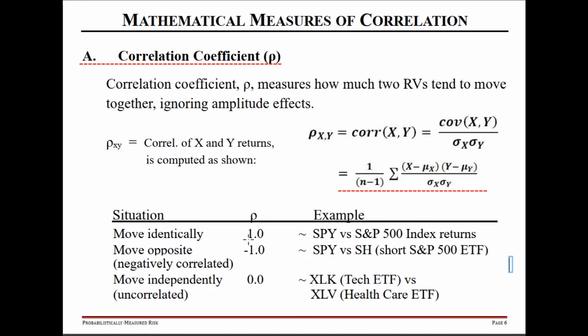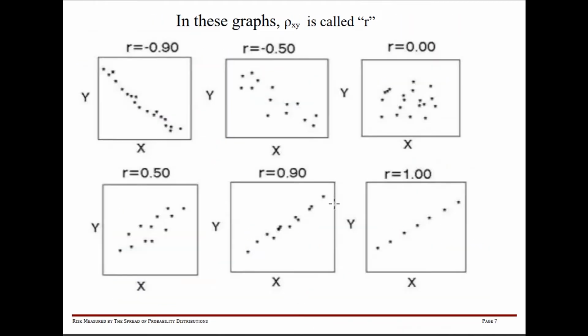If they're moving opposite to each other, then you're going to have a correlation coefficient of -1. And if you just absolutely cannot predict what's going to happen with one from the other one, you get a correlation coefficient of 0. And I showed you some actually reasonable real-world examples of how you could get these correlation coefficients. And then here are some graphs of them, and in these graphs, the correlation coefficient, rho xy, is called R.